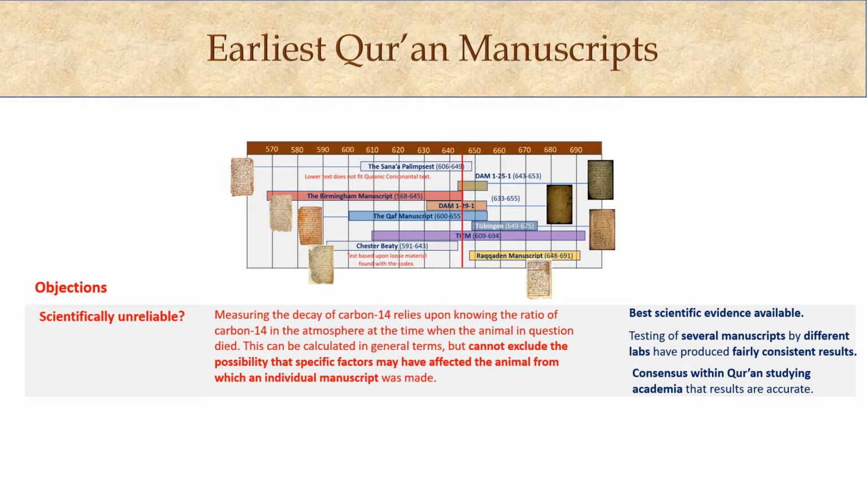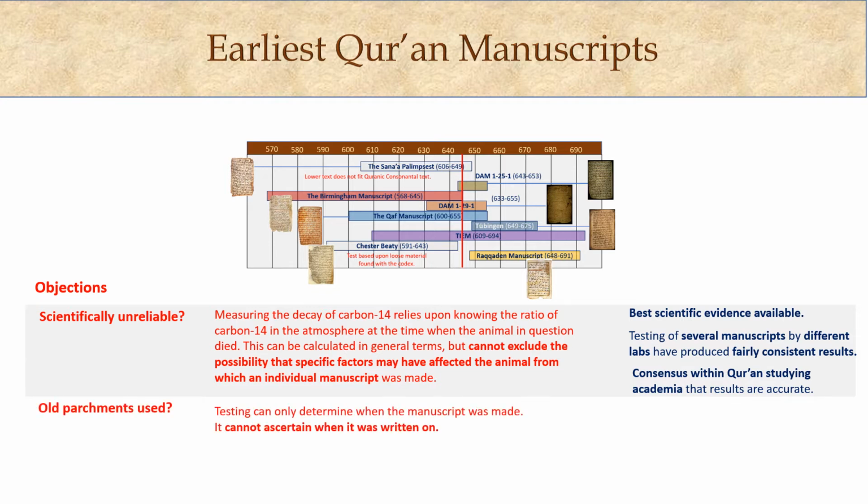And thirdly, I think it is fair to say that there is a consensus within the professional Qur'an studying academia that these results are accurate. This is relying on people who are used to dealing with old manuscripts and who can take into account other factors such as writing styles.